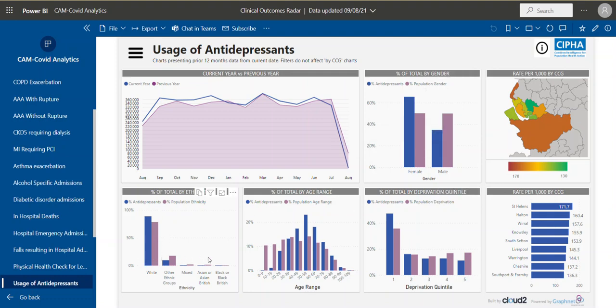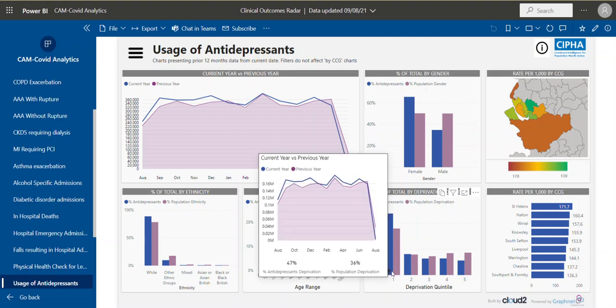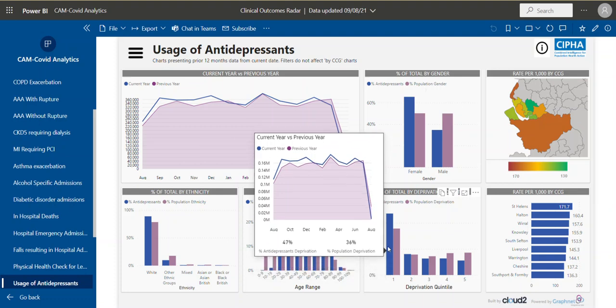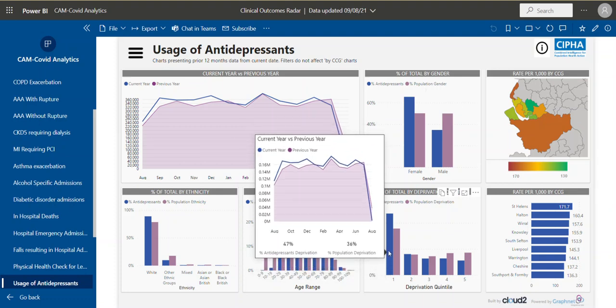Ethnicity shows the breakdown of ethnicity and the same sort of analysis by gender, as does the age range, where we see a large peak between the 50 to 59-year-olds. And in terms of the deprivation quintiles, we also see that the most deprived citizens living in the most deprived quintiles of the population are overrepresented.